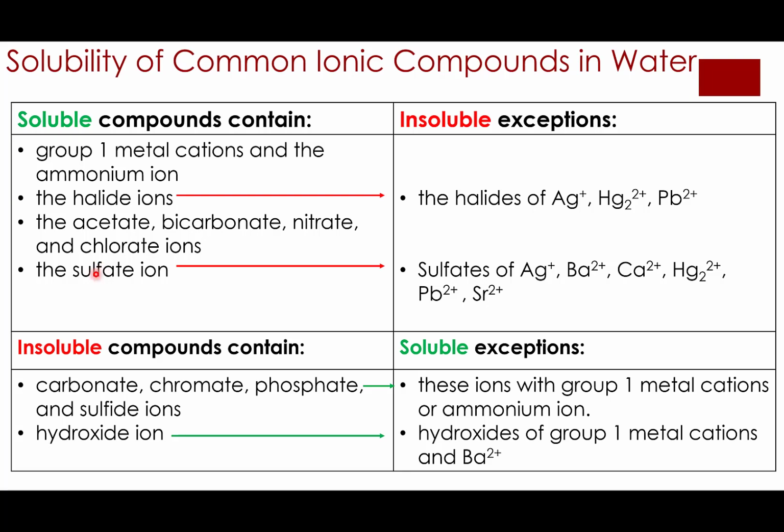And then the last one, sulfate ion. So sulfate is typically soluble, so most of the time it will be a soluble compound unless it is attached to one of these. So silver, barium, calcium, mercury, lead, or strontium. So if it's attached to any of these, it will be insoluble, but sulfate attached to literally anything else, that would be a soluble compound.